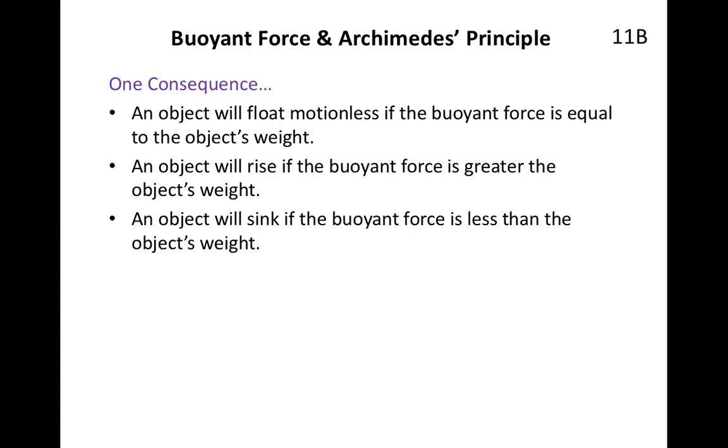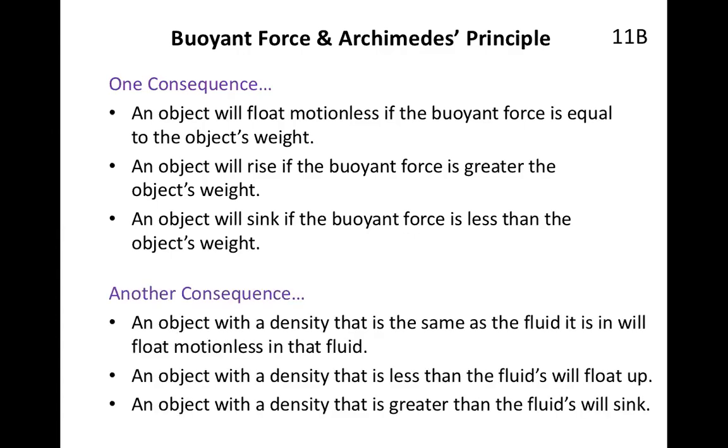The object will rise if the buoyant force is greater than the object's weight. This is how a fish maintains its height. It's got what's called an air bladder. If it expands its air bladder, it is essentially making itself less dense on average. It's changing its density. It can go up and go down. And it will sink if the buoyant force is less than the object's weight. So another consequence, well, I've said this, is that the density determines whether something floats or not.